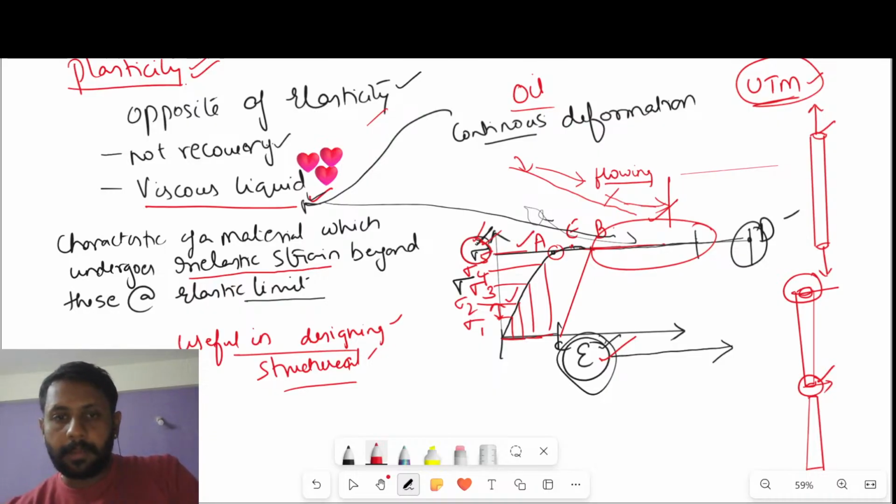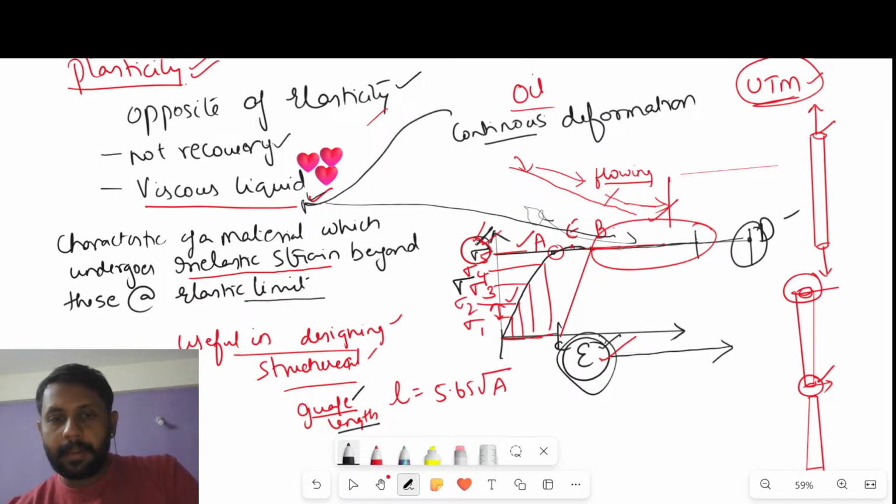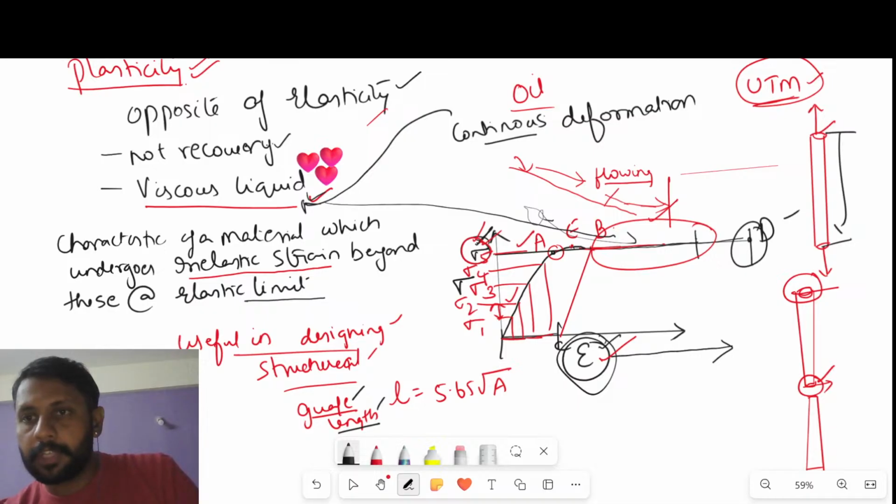The gauge length is taken as 5.65 root A. The gauge length. What do you mean by gauge length? Gauging means measuring. So length means the length in which the experimental measurements are taken. For example, if this is the length of the specimen that you are using, this much is the length of the specimen you are using, but you cannot determine the test results.